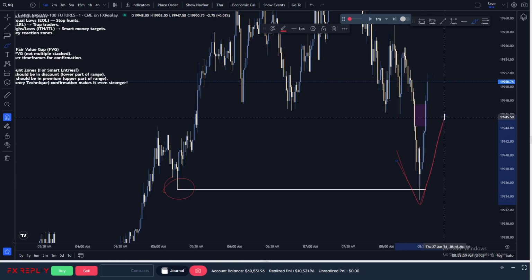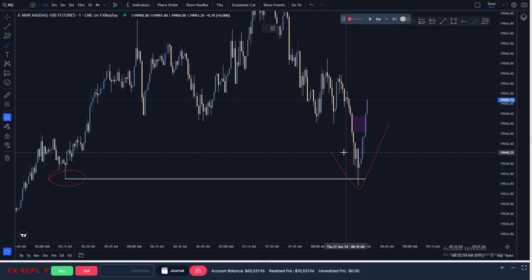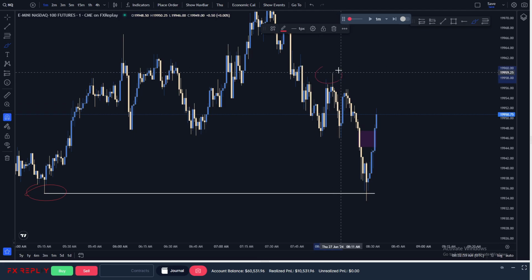So why is this? Because this confirms that the institutions are stepping in and we're not just guessing. If the reaction is precise, that's a major green flag, and in this case the reaction is very, very precise. So as you can see, market instantly came down, instantly went back up with strong momentum. This is telling us that market wants to at least hit this higher liquidity up here.